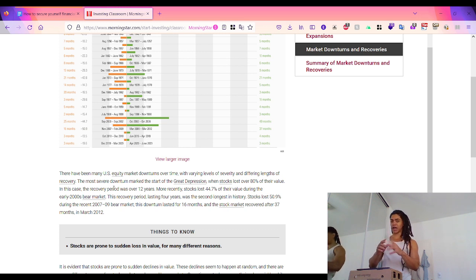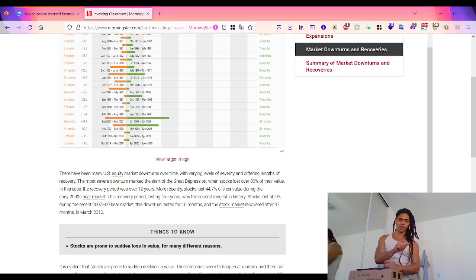And also, there are different types of liens: bank liens, service liens, judicial liens. But the whole idea is that we look at this historical data of the U.S. equity market and its downturns and recoveries, and there are several of them, of different levels of severity.